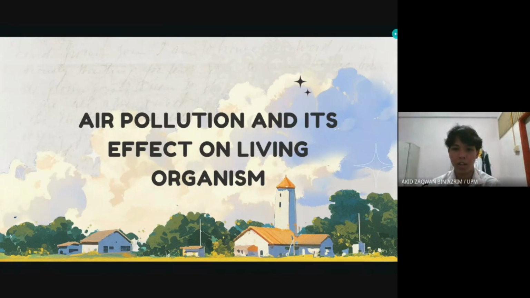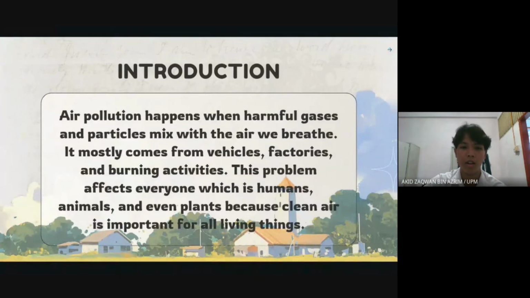Okay, let's go to slide one. So, air pollution happens when harmful gases and tiny particles mix with the air we breathe. This means the air that should be clean becomes dirty and dangerous.